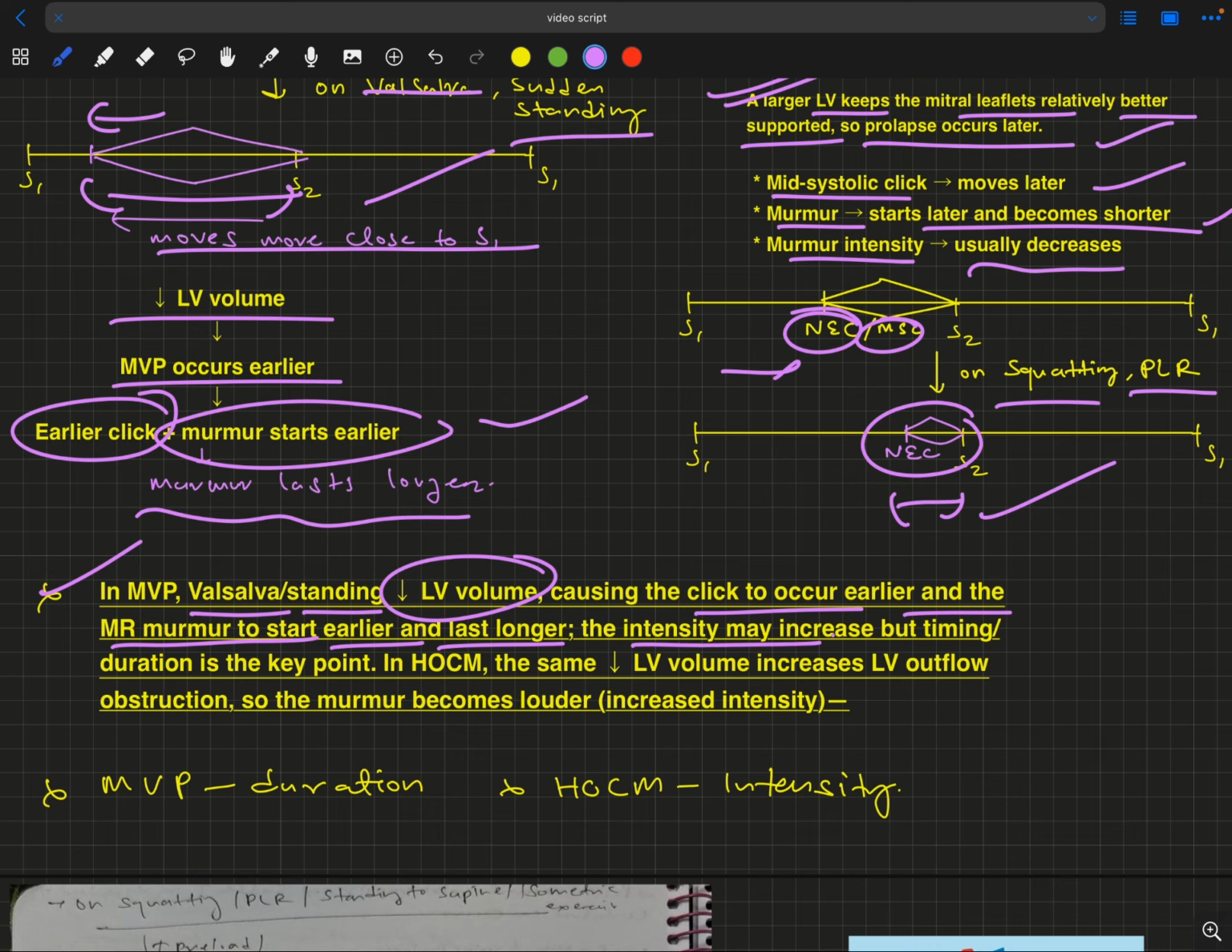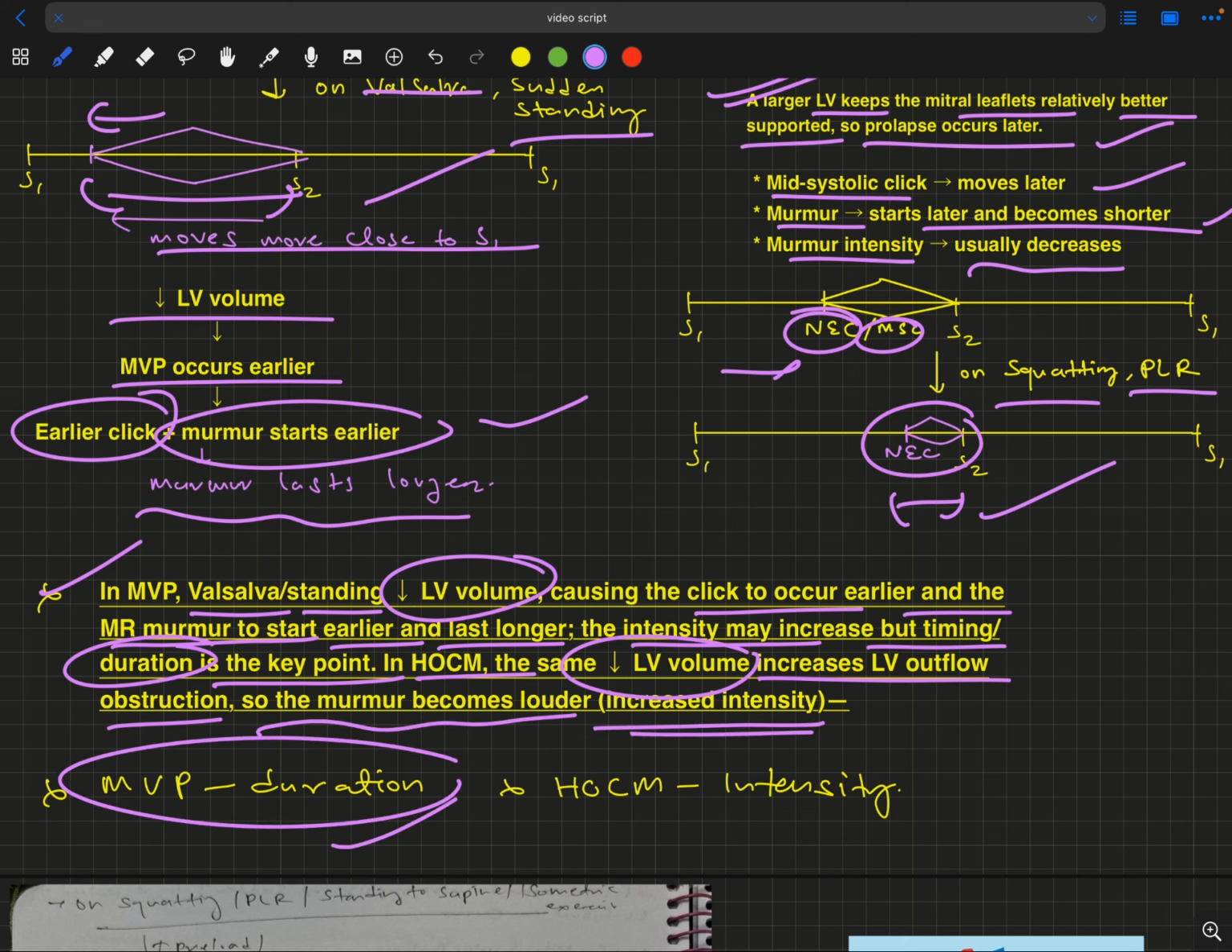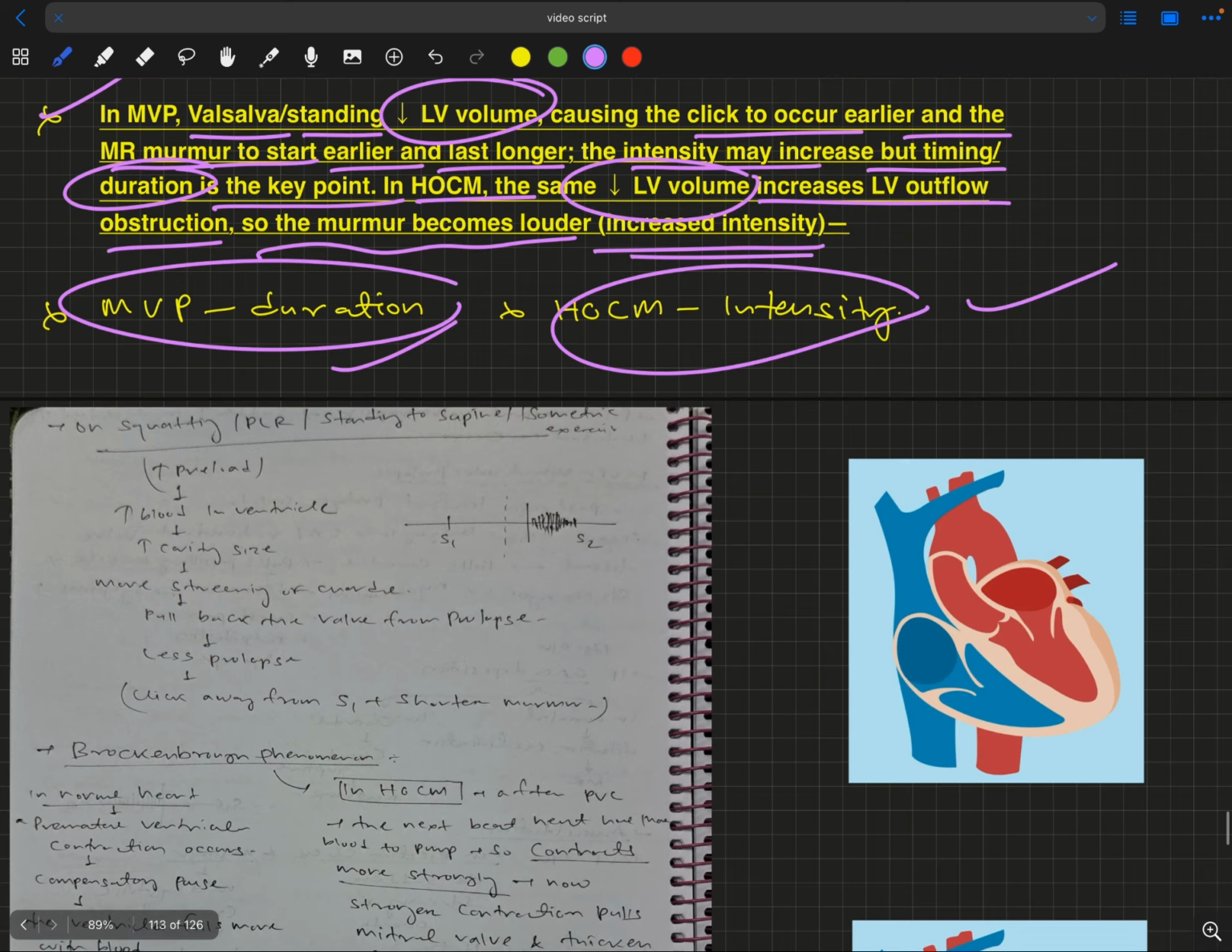The intensity may increase, but the timing is important here. The timing and duration is the key point. But in case of HOCM, there will be a decrease in LV volume, which increases LV outflow obstruction, and the murmur becomes louder in intensity. So in MVP the duration is prolonged, and in HOCM the intensity is increased on Valsalva maneuver. On squatting, MVP duration is reduced, and HOCM intensity is reduced.